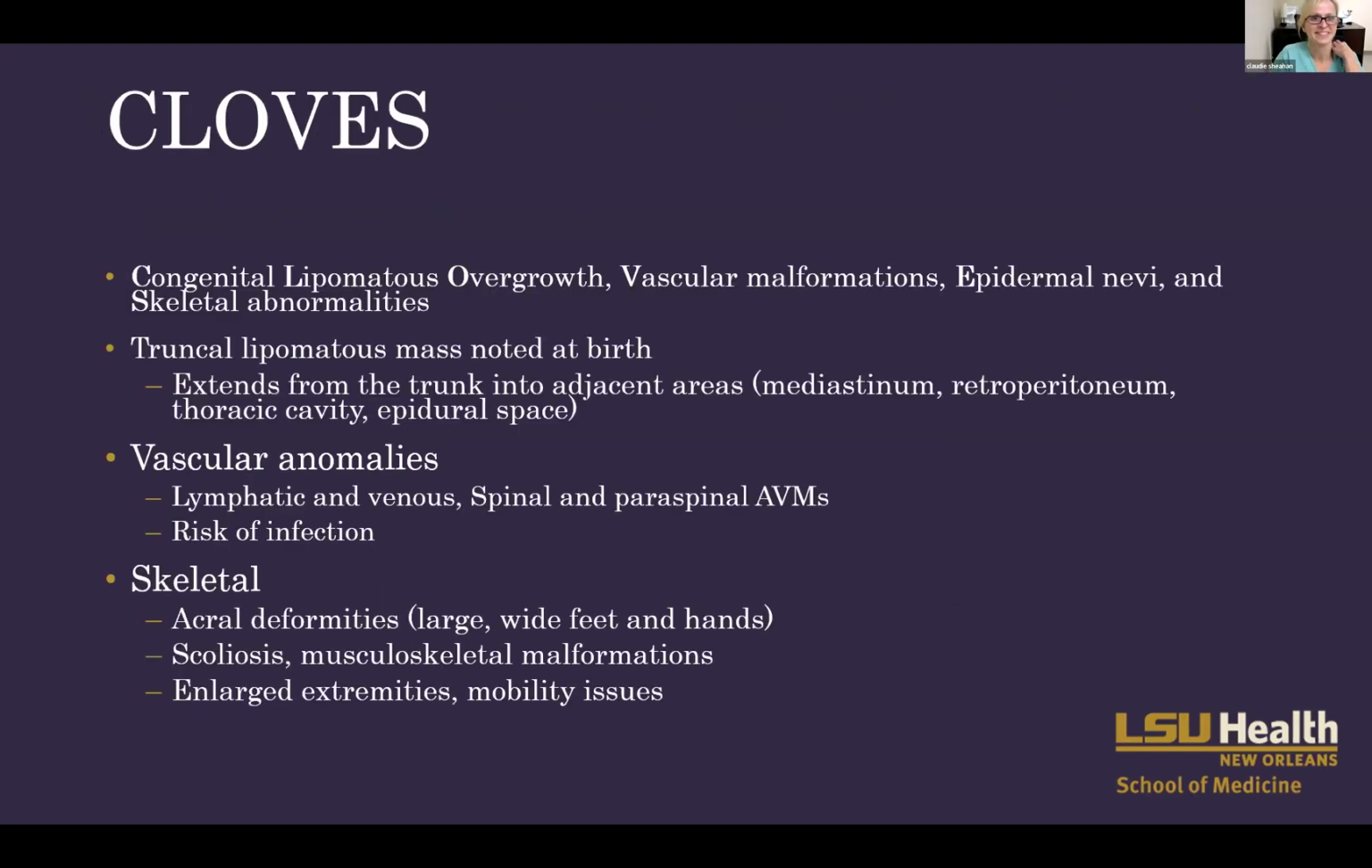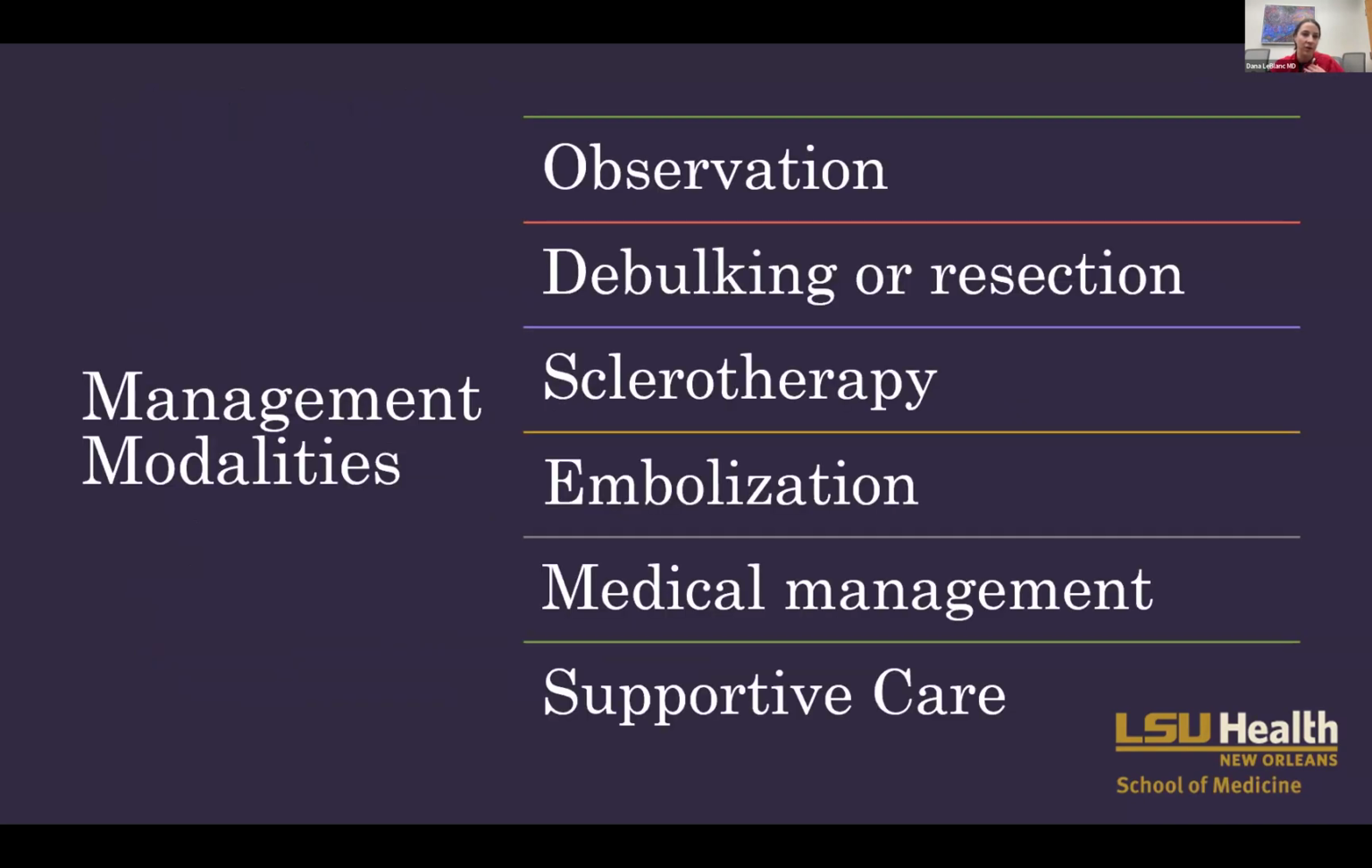Yes. That's okay. Well, just a little bit about CLOVES. I think we've already gone over CLOVES. So the congenital lipomatous overgrowth, vascular malformations, epidermal nevi, and skeletal abnormalities. In this patient, she had the big truncal lipomatous mass that was noted at birth, as well as the lymphovascular malformation of her trunk. And then for sure with CLOVES, you have to watch out for all the other skeletal abnormalities, particularly scoliosis that can also develop.